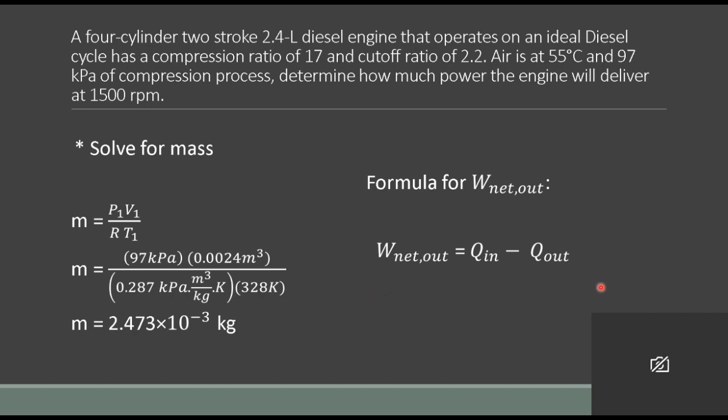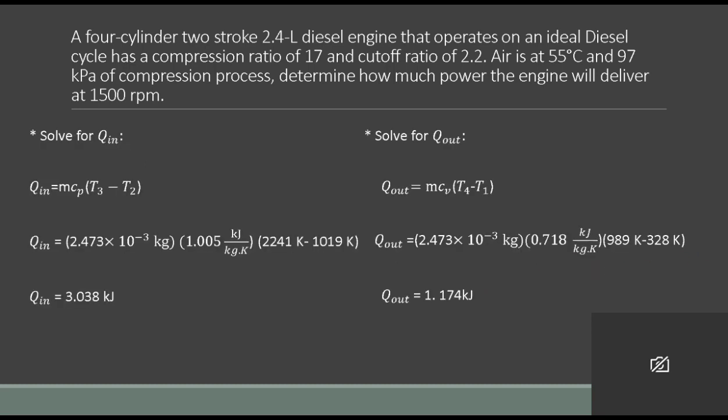The formula for the net work output is equal to heat input minus heat output. To solve for Q in, we must multiply the mass, the Cp, and the temperature at state 3 minus the temperature at state 2. Plugging in the values, the heat input is 3.038 kilojoules.